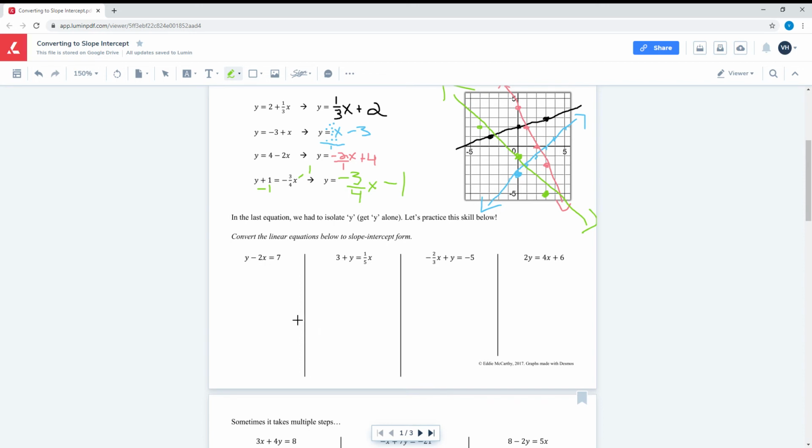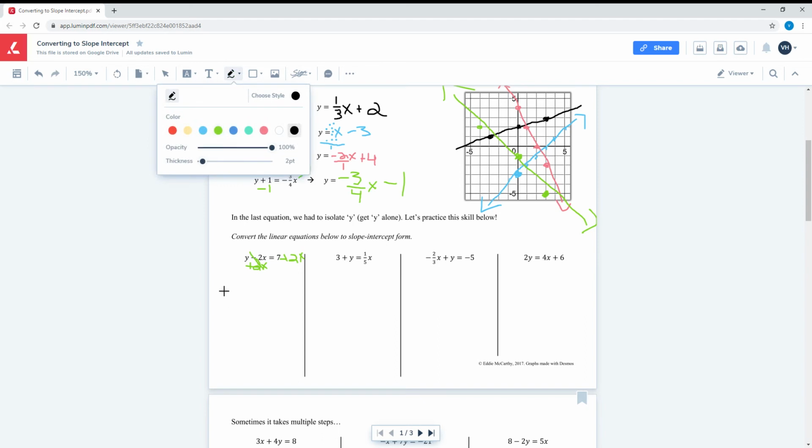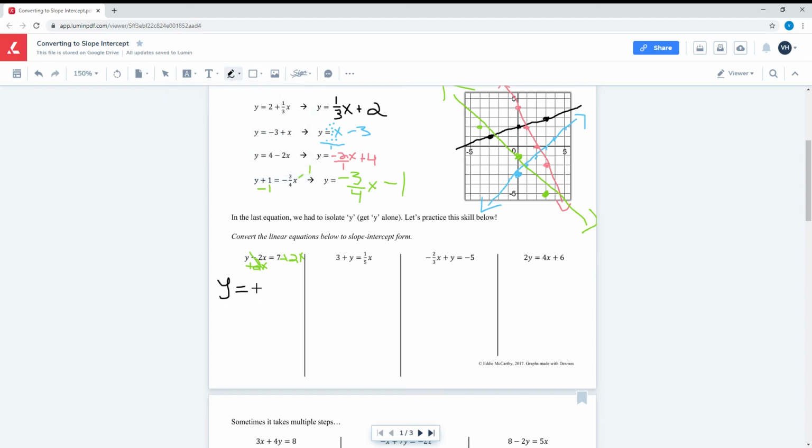So, y is not by itself. It has this pesky +2x. In order to get rid of it, remember, you have to do the opposite operation. So right now the operation is adding 2x, or minusing 2x. So the opposite would be to add 2x to this side to cancel out. Now what you do to one side of this equation, you have to do to the other, so we add 2x here. And then we will be left with a whopping y equals 2x plus 7, because remember that 2x has to always be in front.